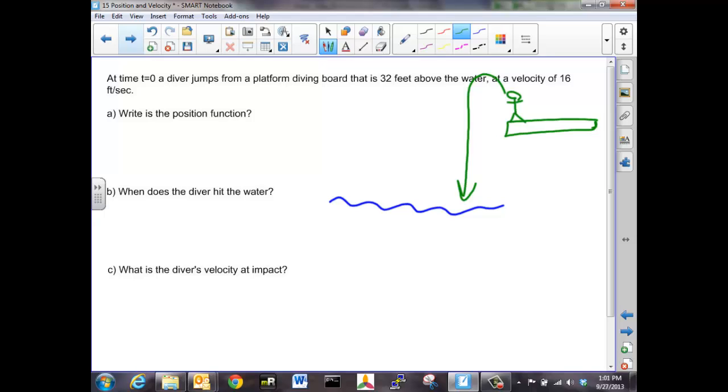what is the position function for him here, okay? Remember, our generic position function is negative 1/2 gt squared plus v naught t plus s naught. When I say write the position function, all I want is t's and numbers over there. Is that negative 1/2? S is position. S sub 0 is initial position. Where is he at initially? 32 feet? He's at 32.